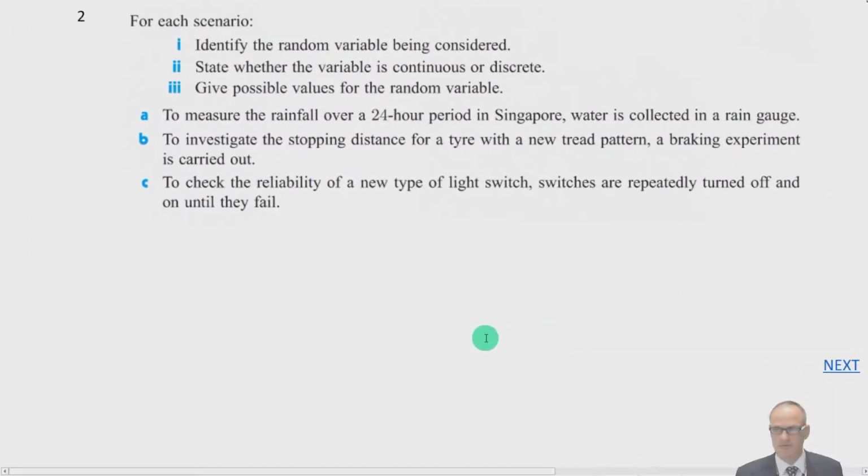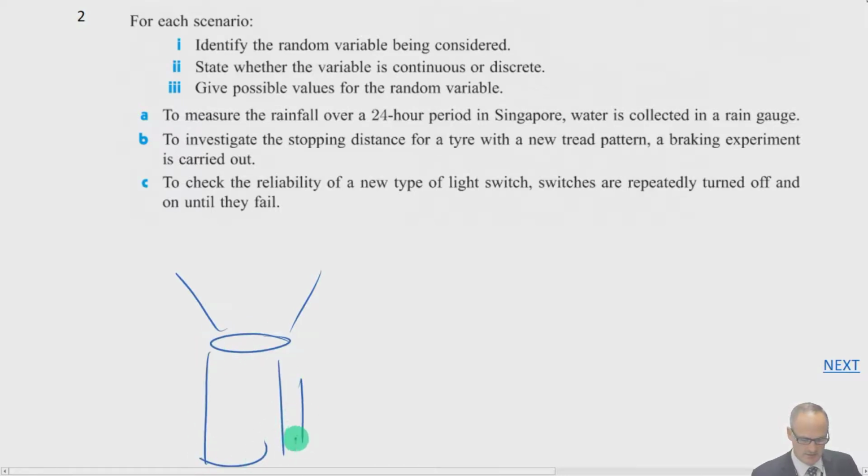So moving on, let's look at each of these scenarios, and we're going to identify the random variable being considered, state whether it's continuous or discrete, and give the possible values for the random variable. To measure rainfall in a 24-hour period, water is collected in a rain gauge. So basically you'll have a funnel and you'll collect it in a rain gauge, and then you're measuring the depth of the rain gauge. Because we are measuring, it's a continuous random variable.